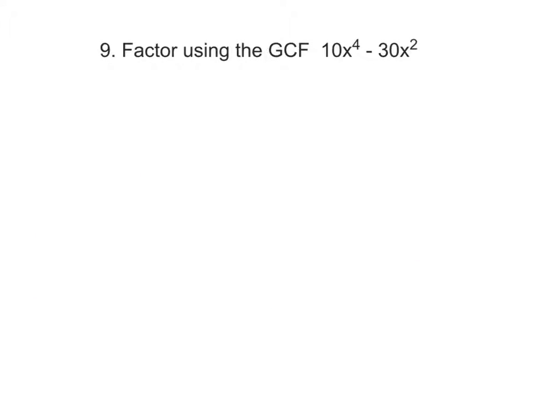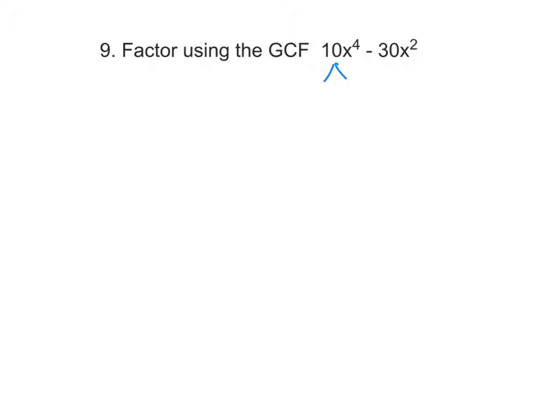Look at number 9 on the review sheet. This one is slightly different than the last one. We're going to do the same steps we just did with number 7, but we're going to take it one step farther. So the directions here say factor using the GCF. So the first step, we need to find the GCF of these two terms.